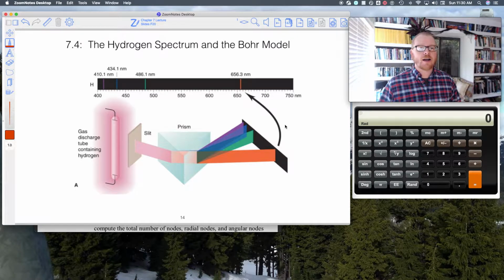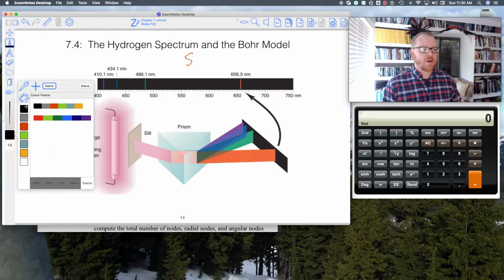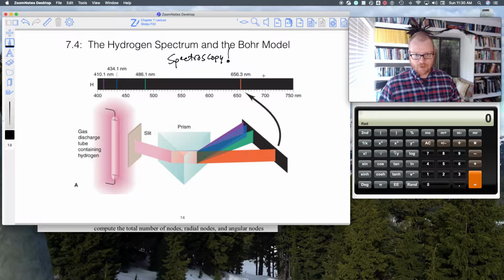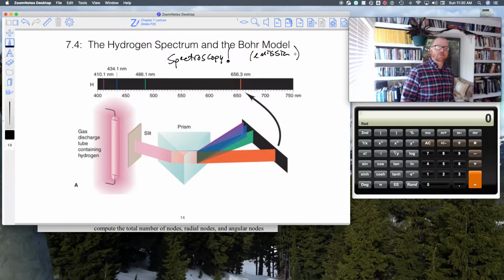So let's talk about spectroscopy. I'm going to go back to my black pen here. Okay. Spectroscopy. Okay. And specifically, this is called emission spectroscopy, due to the emission of light of a material.